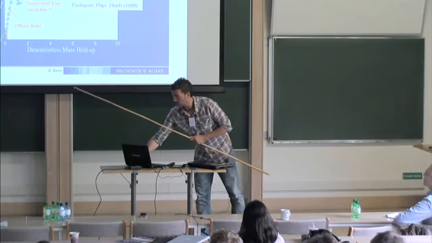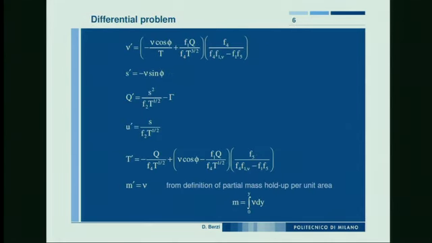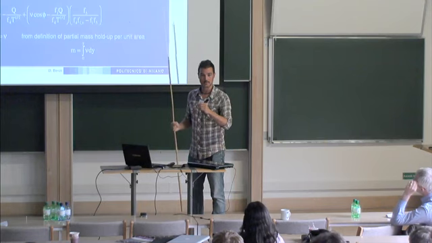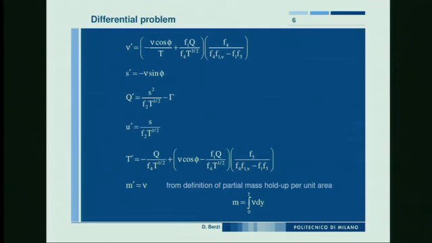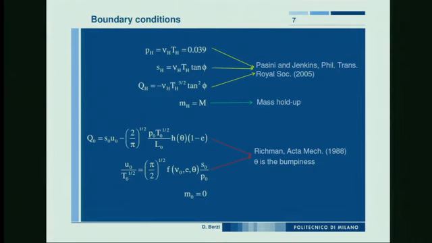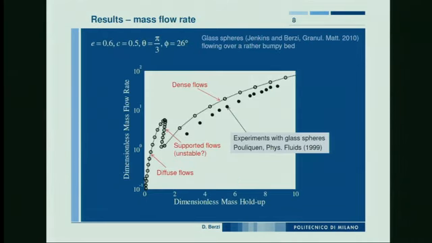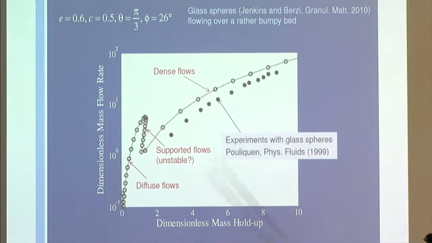And of course, if I have a solution, that means that I have the distribution of all these quantities in the flow. So for instance, from the integration of the velocity and the concentration, I can have the flow rate. So I can have whatever I want, profiles, global quantities. So here I'm plotting the results in terms of mass flow rate as a function of the mass hold up at a certain angle of inclination.